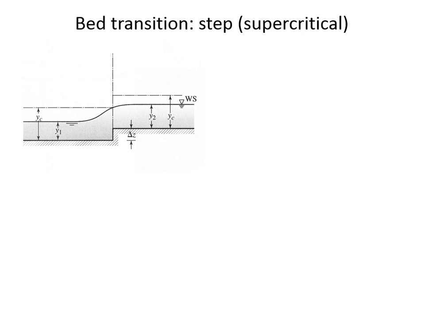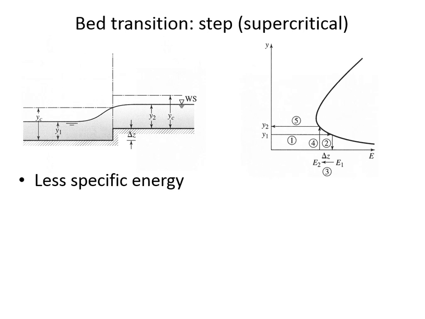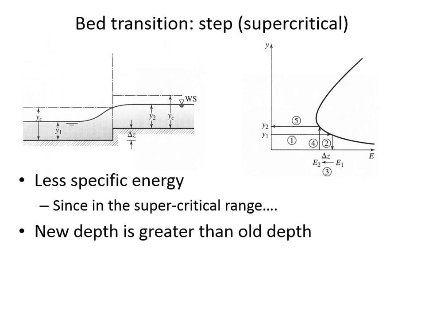What if the flow is supercritical instead of subcritical? We can just jump through the diagram here. Starting at some depth Y1, you go over to the curve, down. To the left delta Z, when you've got a step up, you go to the left, back up, and over, so it actually gets deeper. Y2 is greater than Y1 if we had supercritical flow that went over some obstruction. We're still in the supercritical range, though. The new depth is greater than the old depth.